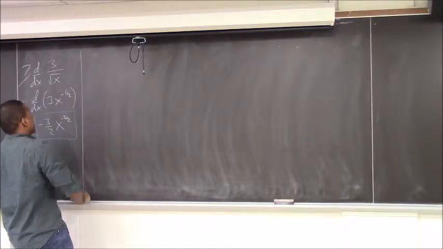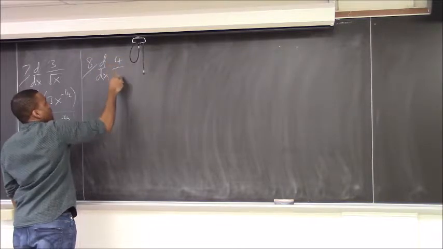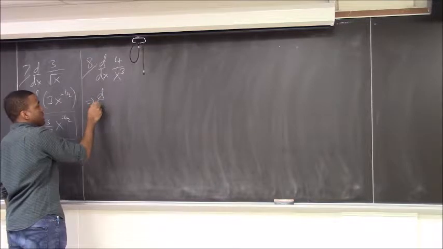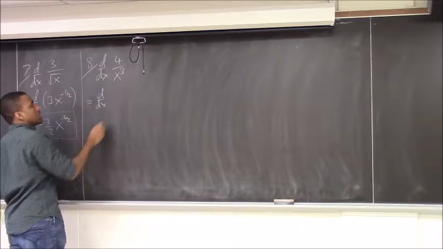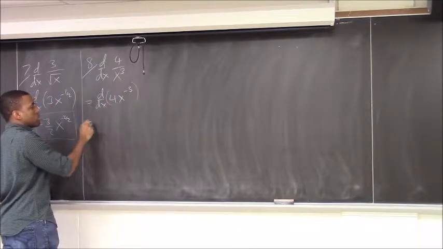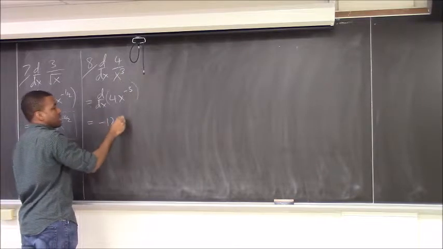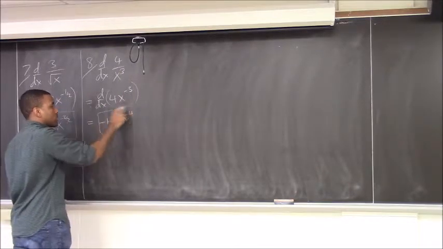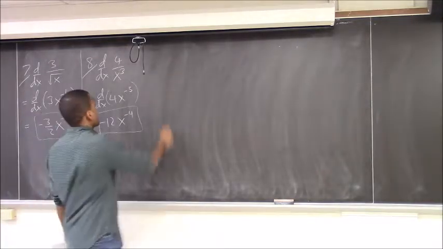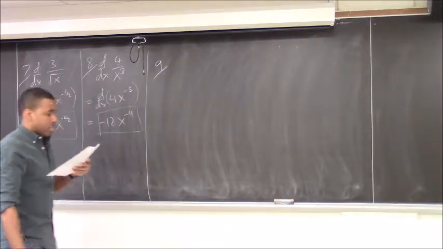Problem 8 is very similar, so I'm not really going to go through it. It is 4 over x cubed. Again, I would just rewrite this as 4x to the minus 3. Do the power rule and constant factor rule: leave the 4 alone, the minus 3 comes down and multiplies that, subtract 1 from the power. That's problem 8. Problem 9.